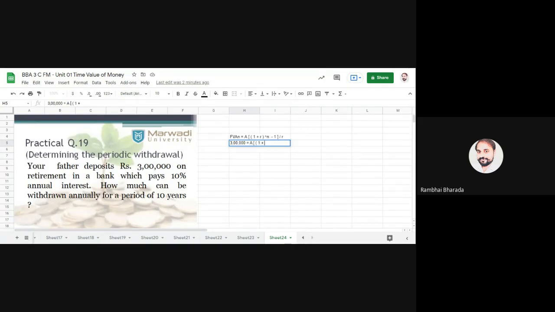So 1 plus R, means rate of interest 0.10, bracket over, raised to n number of years. For how many years? 10 years, minus 1, bracket over, divided by rate of interest 0.10. Again, no worry about the internal calculation because we have a shortcut, we have a table. So directly go to the table. Okay, this is our table for the future value of annuity.